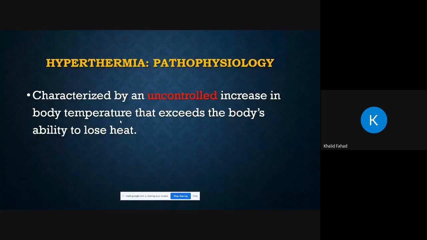Here there is another term, hyperthermia. Hyperthermia differs from hyperpyrexia. It is characterized by an uncontrolled increase in body temperature. Uncontrolled. In fever, body temperature is usually controlled by the synthesis of cytokines and prostaglandin E2 and the hypothalamic receptors. So there will be a resetting of the thermostat, for example from 36.5 to another set point, 38. Here in hyperthermia, first of all, it is uncontrolled, so the hypothalamus doesn't play a role in this circumstance. And it is as simple as that.